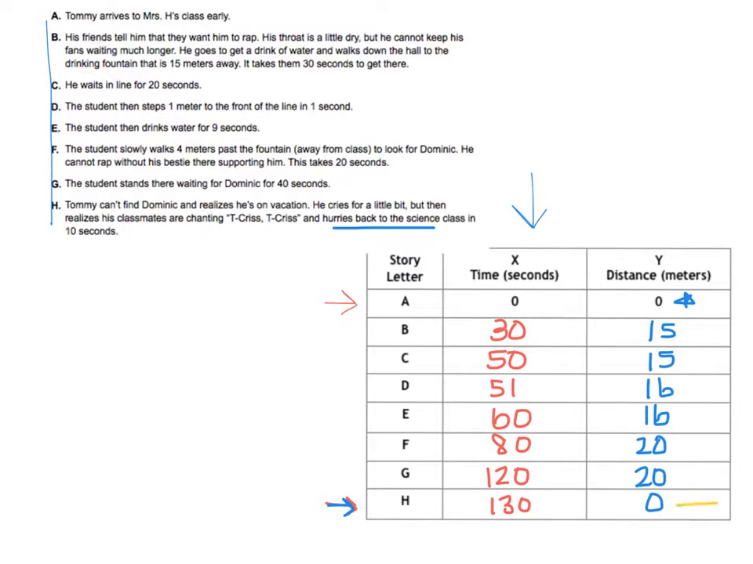One thing I want you to notice is the very last spot represents a 0. Again, the distance column means how far Tommy is away from the classroom. In step H, it said that he returned back to the science classroom. That's why we're going to represent it with a 0.